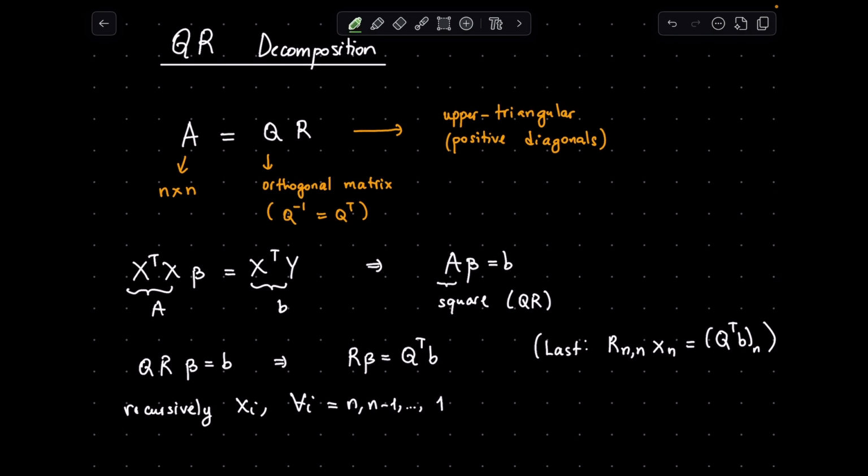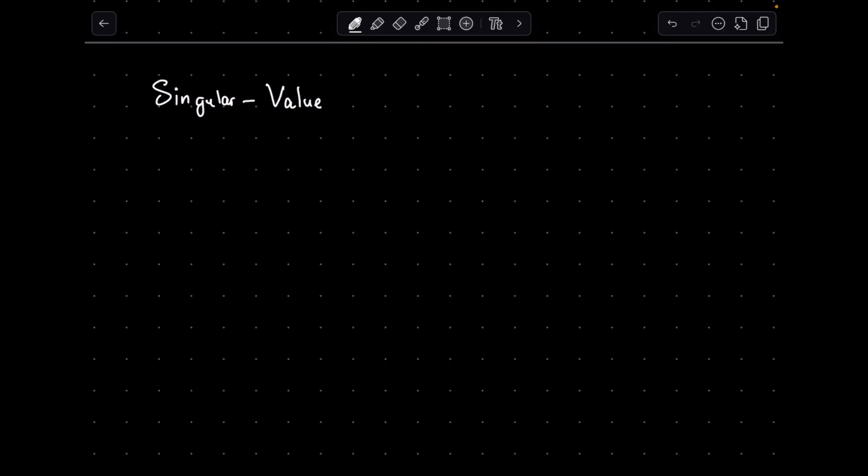This QR approach also gives an exact answer, unlike the gradient descent. It's also more stable than the direct inverse of normal equation. However, there's an even more stable method, and that is the singular value decomposition, or SVD. An advantage of SVD is that it can work with non-square matrices.